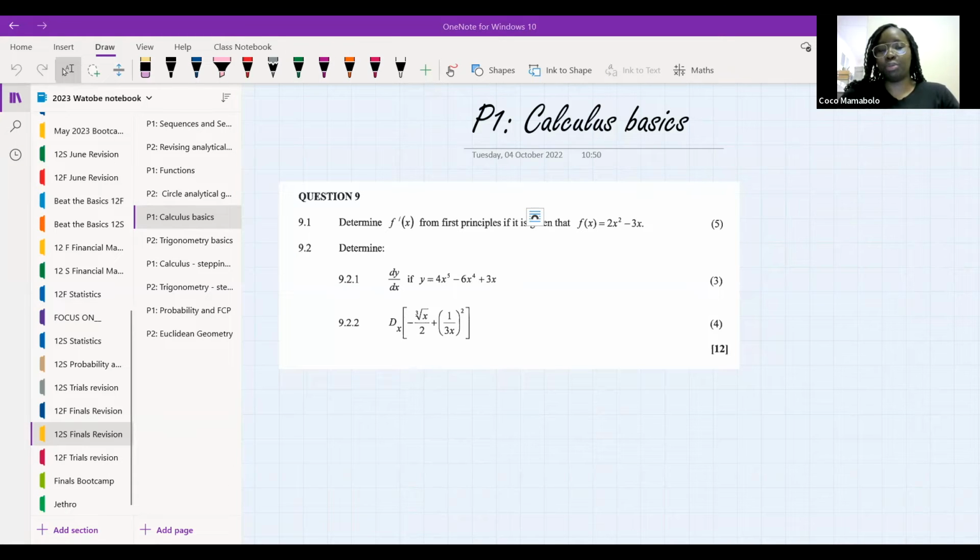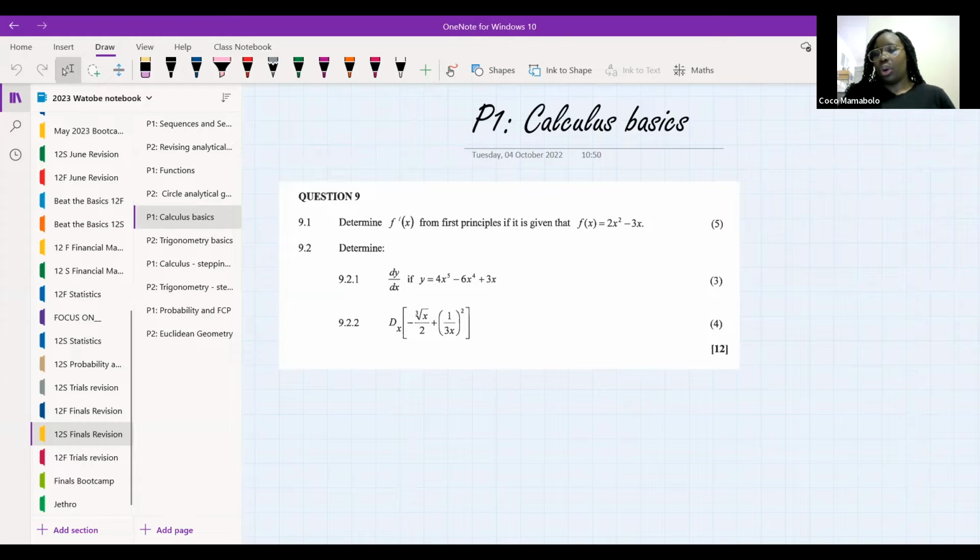I'm going to give you guys 2 more minutes and then we're going to start with the question. Inani is asking, let me see, 9.1 is the answer 4x. No, there's a constant missing at the end.